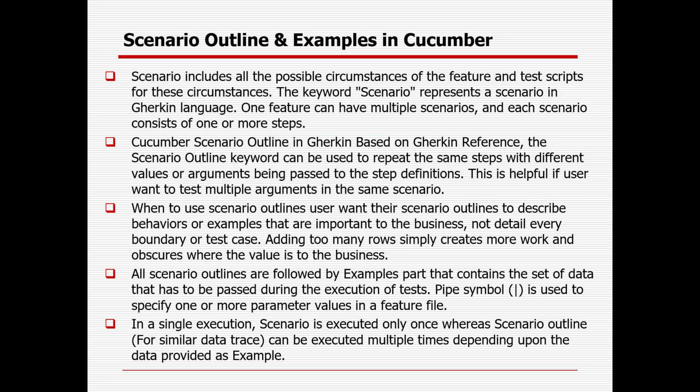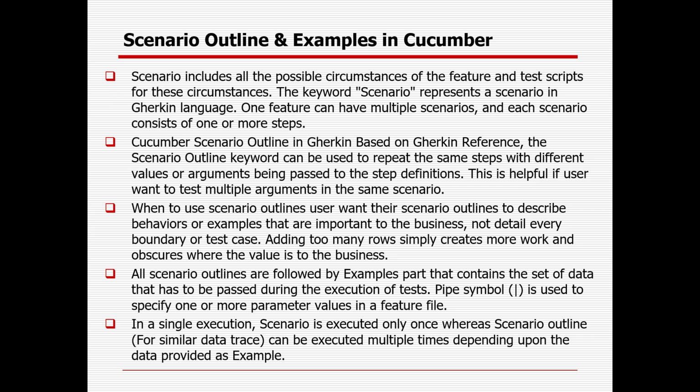Scenario includes all the possible circumstances of the feature and test scripts for these circumstances. The keyword scenario represents a scenario in Gherkin language, a single scenario. One feature can have multiple scenarios, and each scenario consists of one or more steps. So Cucumber scenario outline, based on the Gherkin reference: the scenario outline keyword can be used to repeat the same steps with different values of arguments being passed to the step definition. This is helpful if the user wants to test multiple arguments in the same scenario.